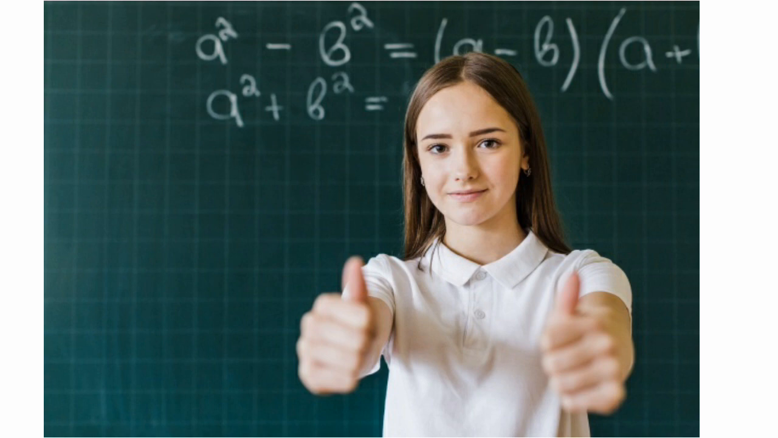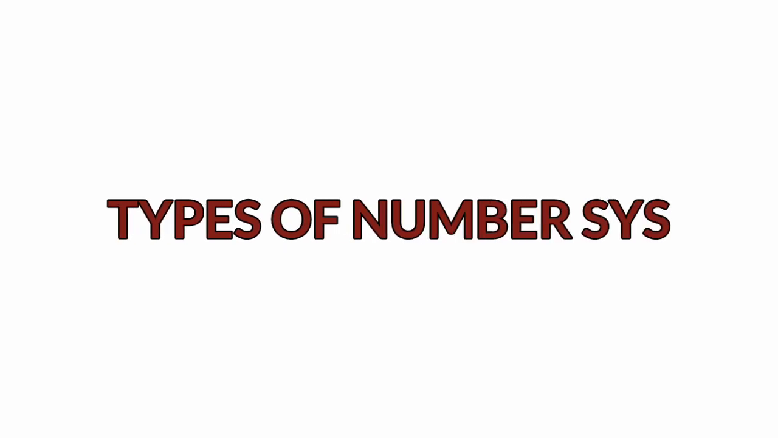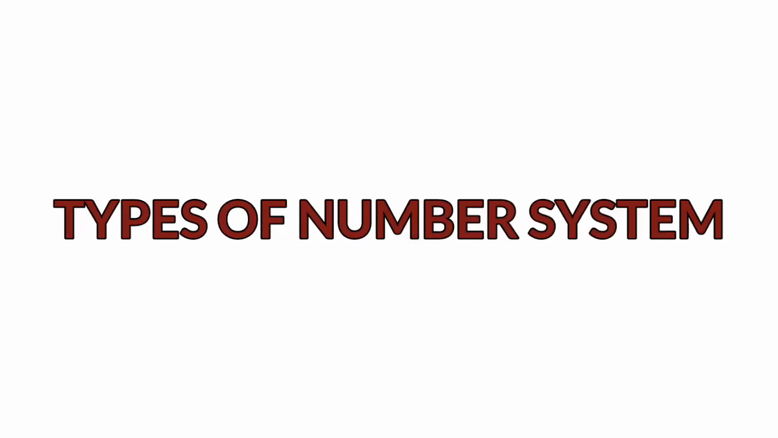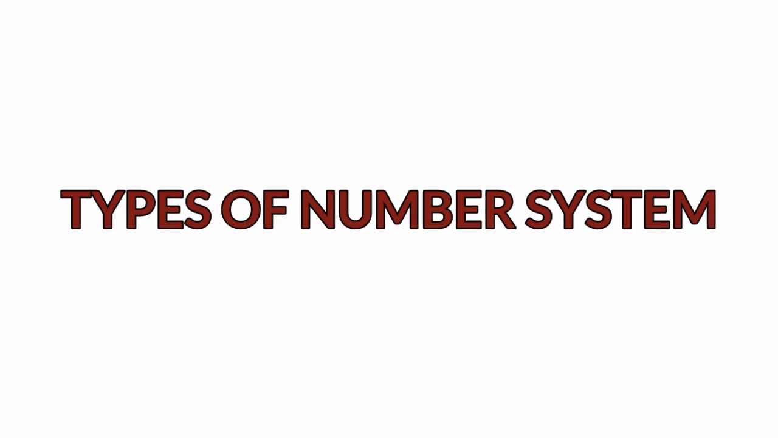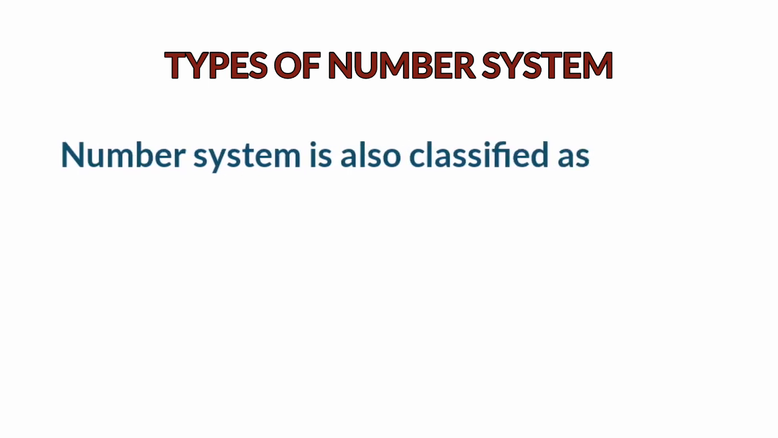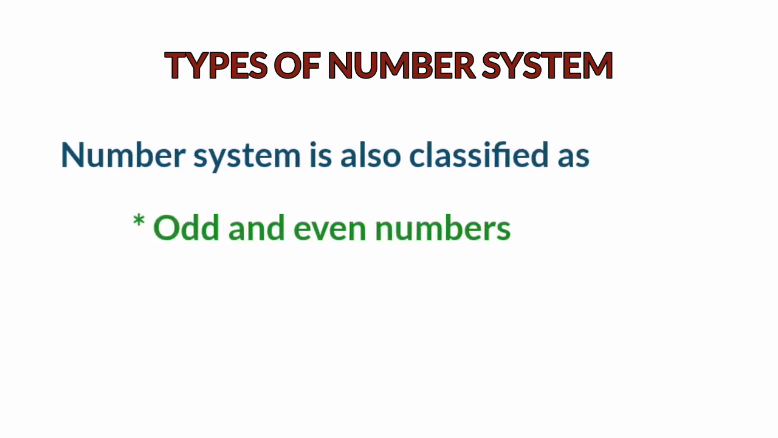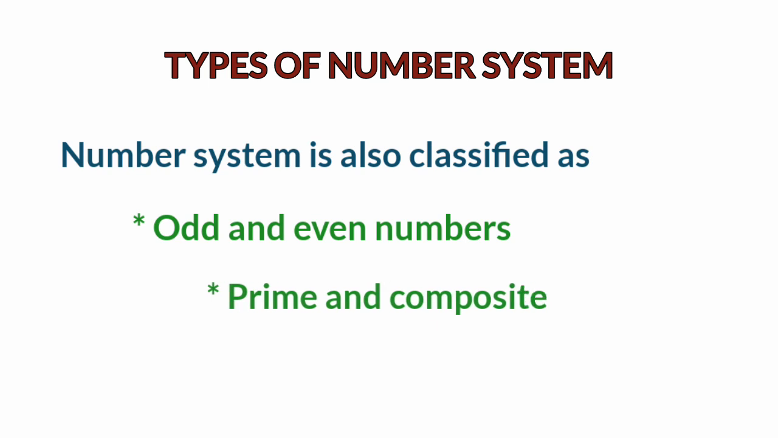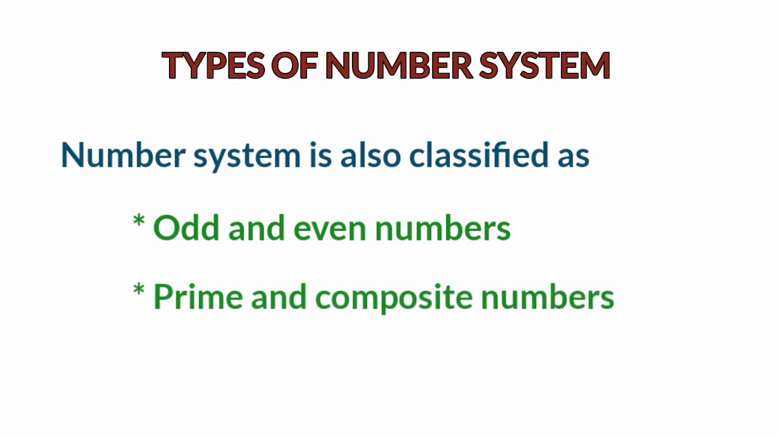So, not making it any later, let's start with odd and even numbers. You know friends, the number system is also classified as odd and even numbers, prime and composite numbers. So let's start with odd and even numbers.